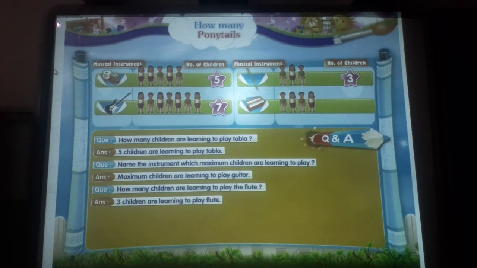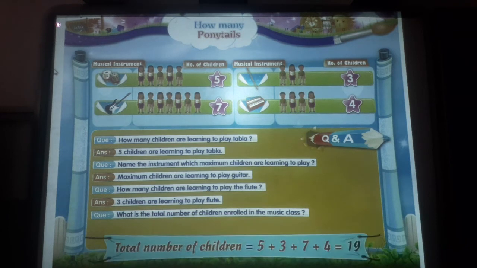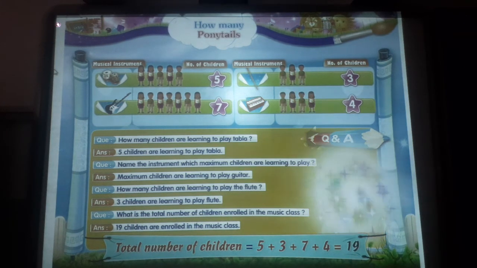Now, the last question. What is the total number of children enrolled in the music class? Yes, in order to find the total number, we have to add the number of children playing various instruments. So, 5 plus 3 plus 7 plus 4 is equal to 19. So, 19 children are enrolled in the music class. Isn't this interesting, Starry?